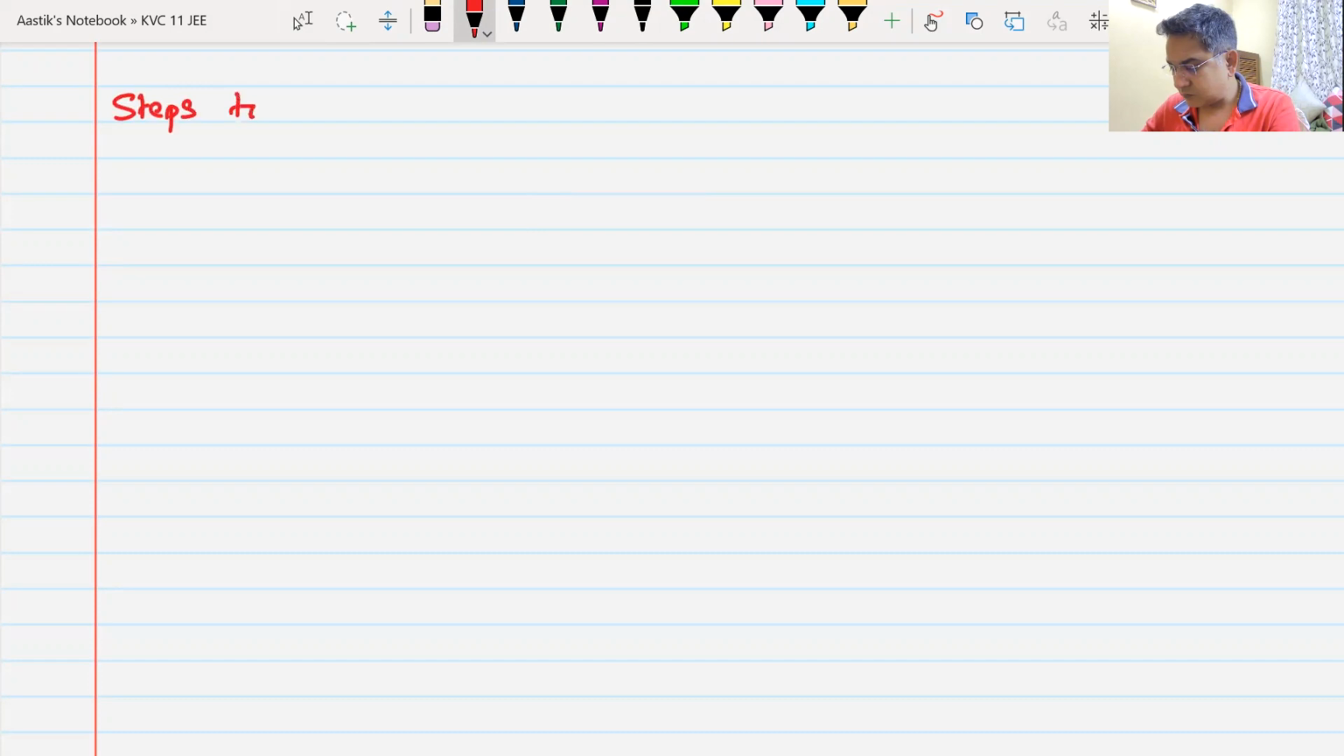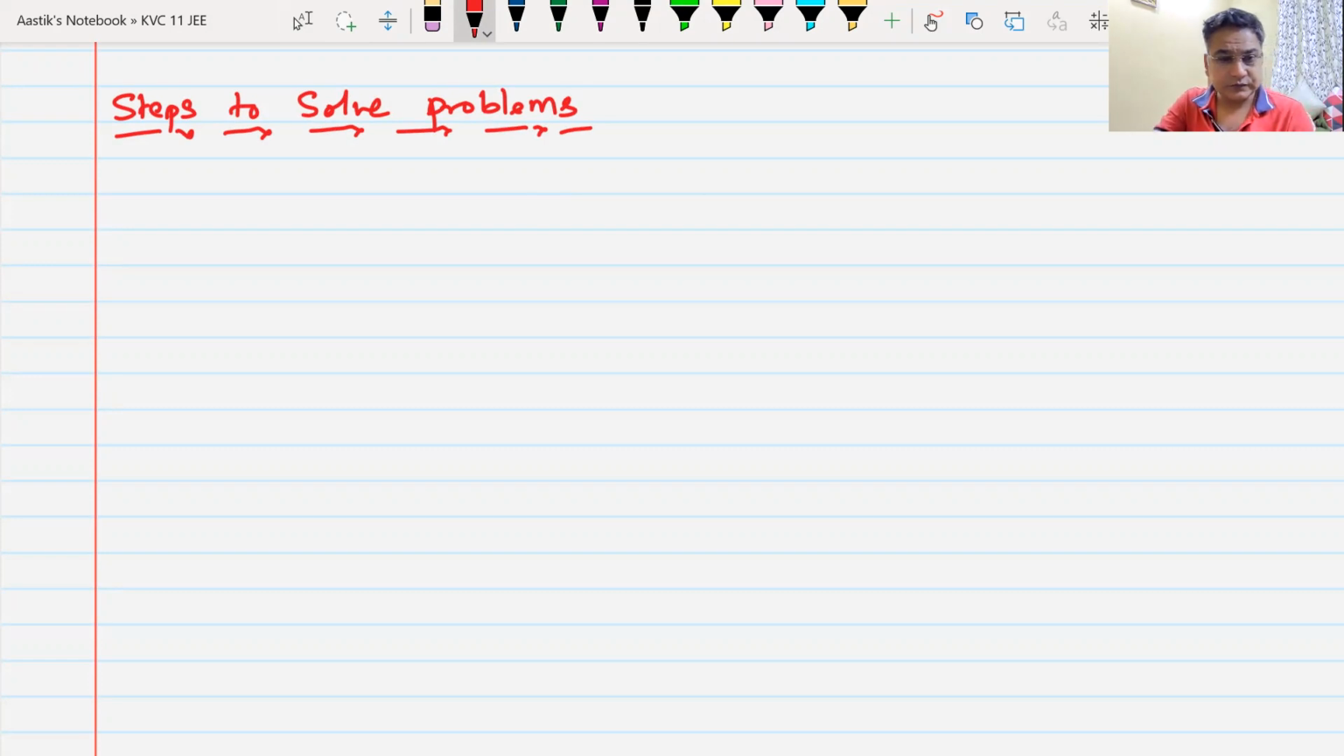Steps to solve problems using Newton's second law of motion. Now remember, the bodies will not be in equilibrium. They would be accelerating. Now tell me, what is the first step that you are going to follow? What will be the first step? Anyone? FBD. Yes?